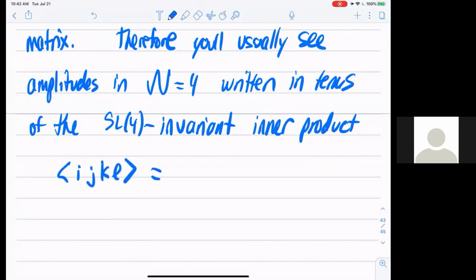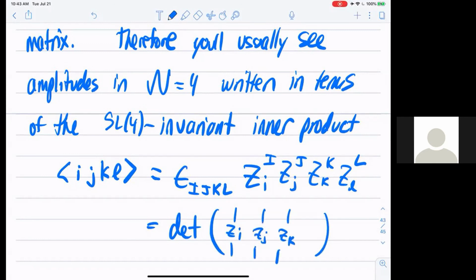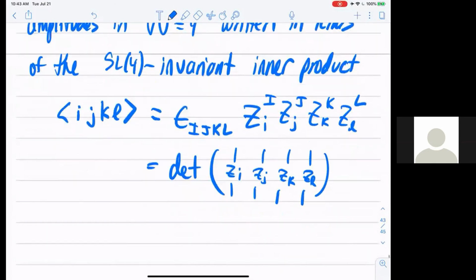IJKL. So remember when we talked about the spinor helicity variables, we had a natural two bracket. Here we have these four component momentum twister variables. So the natural object is the four bracket. Or in other words, this is the determinant of the 4 by 4 minor that you get if you place the four selected momentum twisters into a matrix as such.